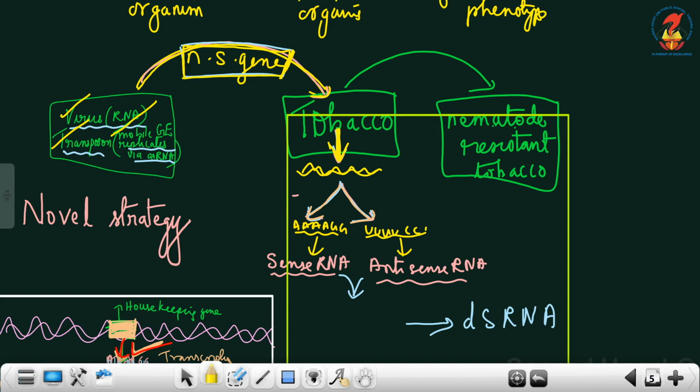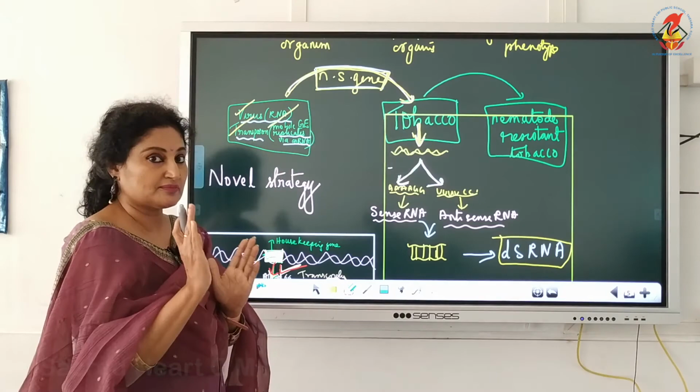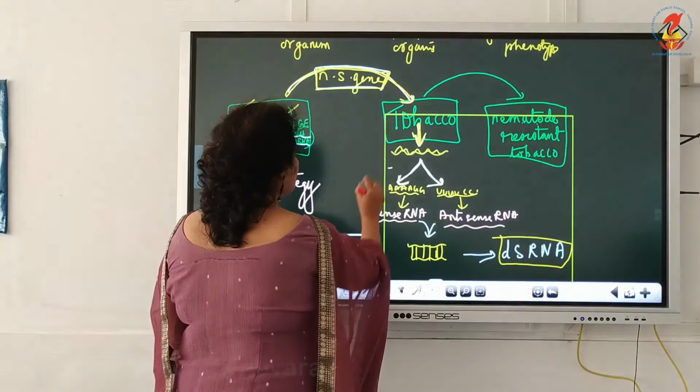What happened? These two, complementary base pairing took place and what was formed? The double stranded RNA. Up till here, is it clear? It must be very clear. This is happening in the tobacco. That's complete. At the same time, manipulation is done in the nematode, that worm.